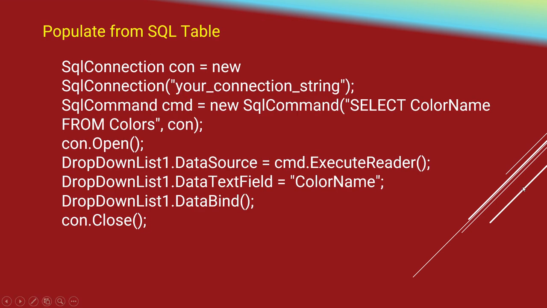Here is a basic example of how to populate a drop-down list using ADO.NET. We connect to the database, run a select query, and bind the result to the drop-down list using DataSource and DataBind. Always remember to close the connection afterward.